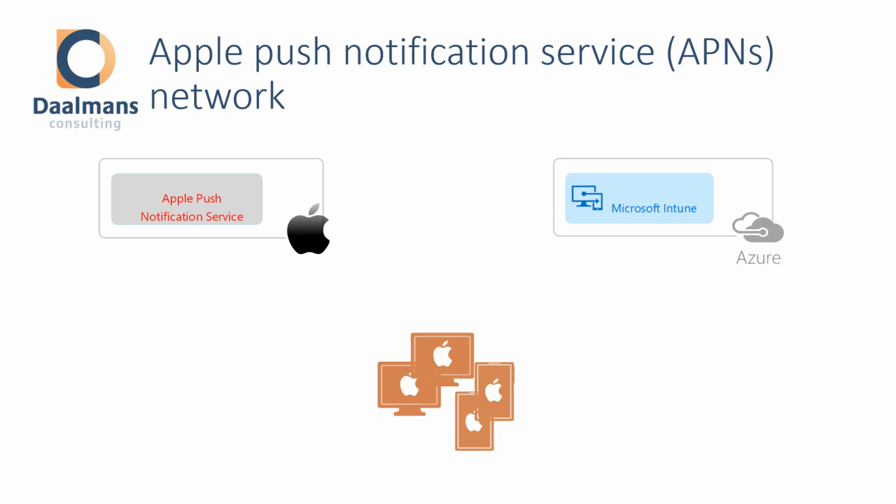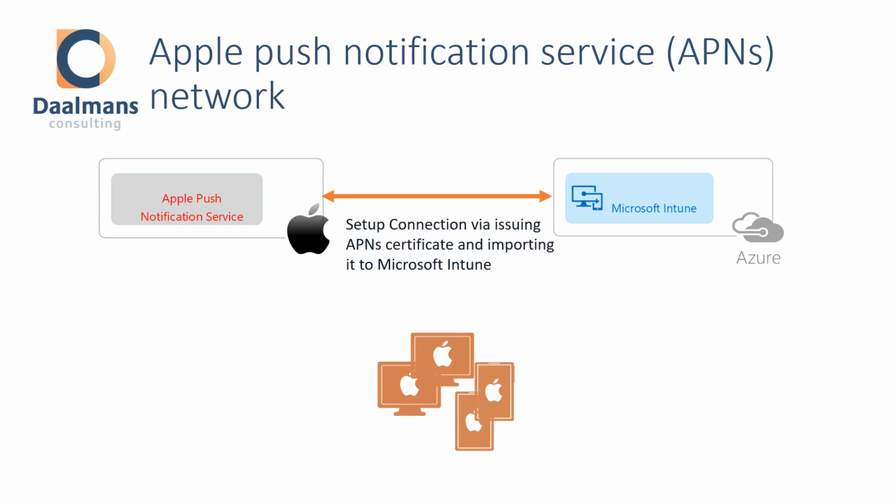Basically, in the Apple world, we need to use the Apple Push Notification Service. This is a cloud service managed by Apple, owned by Apple. So the first thing we need to do is set up a connection between Microsoft Intune and the Apple Push Notification Service. This is done by setting up a connection via issuing an APNS certificate and importing it to Intune.